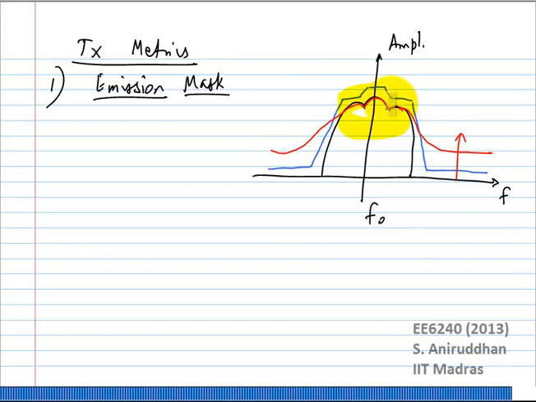What would be the reason for the red curve? Non-linearity of your TX. If any portion of your TX transmitter is non-linear, you will start seeing what is called spectral regrowth. So you are not only having the signal which you are trying to transmit, but in the adjacent channels, in the adjacent frequencies, you are seeing that floor come up because of the non-linearity of your system.